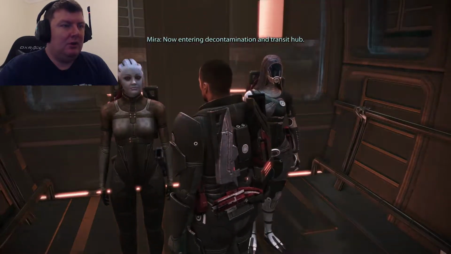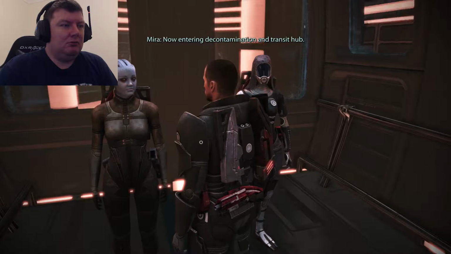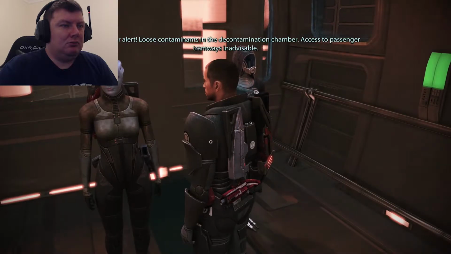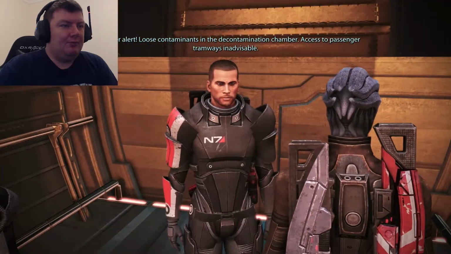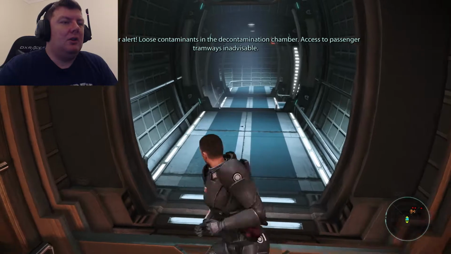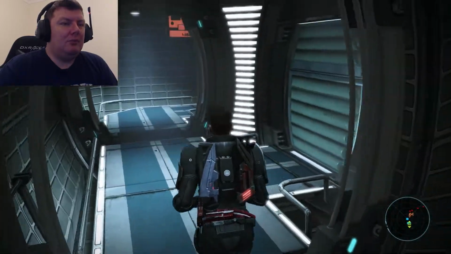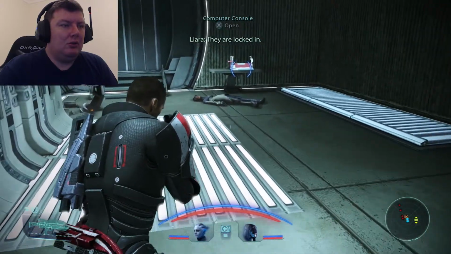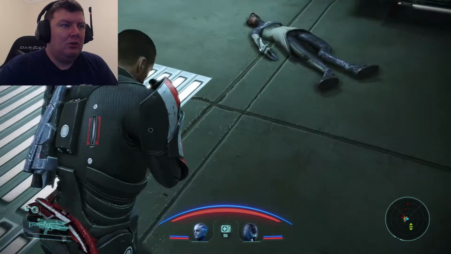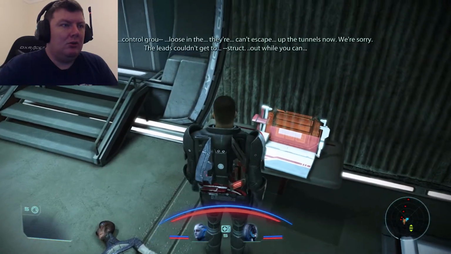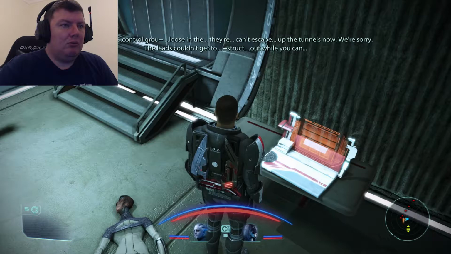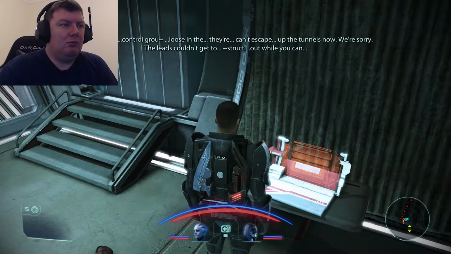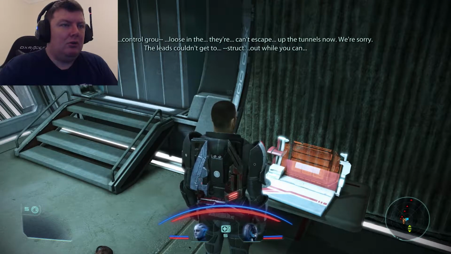Now entering decontamination and transit hub. User alert. Loose contaminants in the decontamination chamber. Access to passenger tramways inadvisable. We're on it, don't you worry. They are locked in. Over there. Control group, loosen them. They're in. Can't escape. The tunnels now. We're sorry. The leads couldn't get to the struck. Get out while you can.